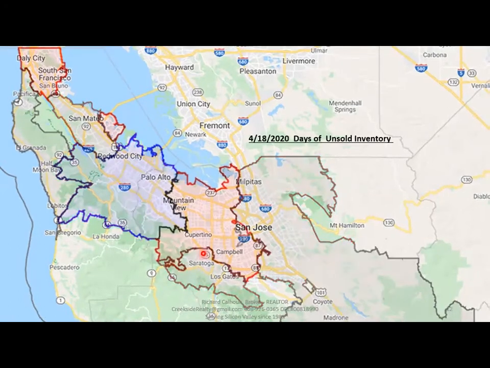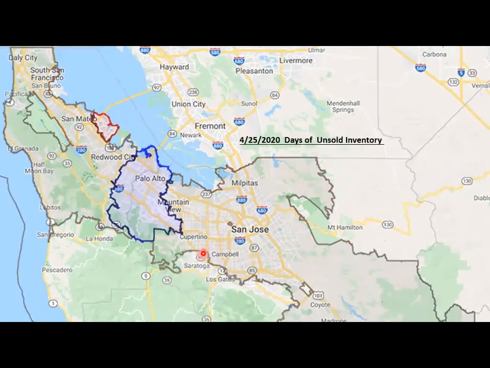We move on to the 25th. Now it's almost no red. The only place that's red is Foster City. The grays expanded, which was a neutral market.